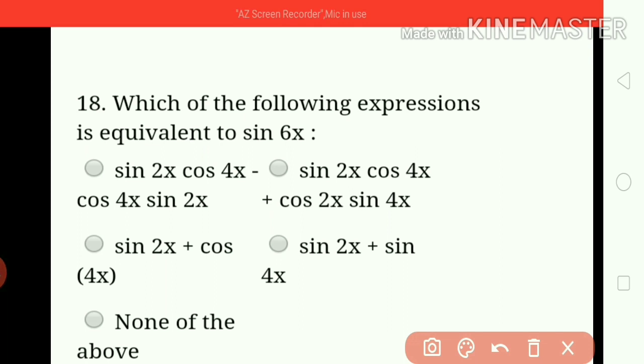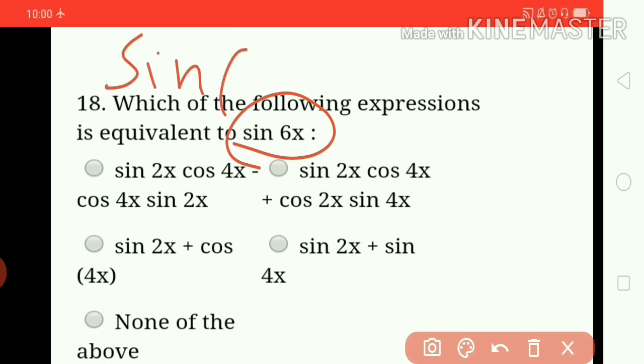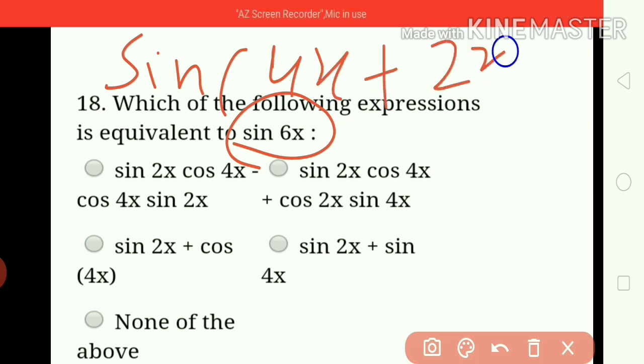In question number 18 you have been given the ratio sine 6x. Let us split the angle 6x as 4x plus 2x, because all the angles in the options are given in 4 and 2. You can do 3x plus 3x also, or 5x plus x also, but we have 2x and 4x in all the options. So we will take 4x plus 2x.